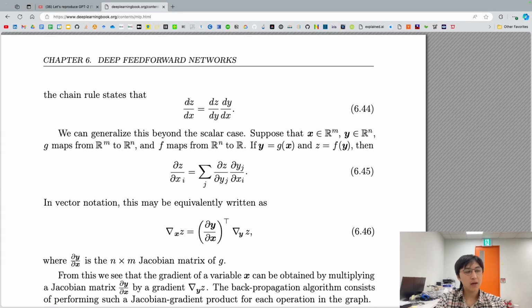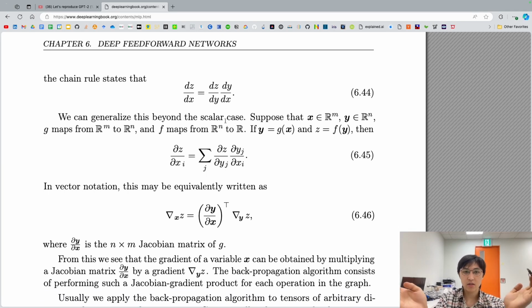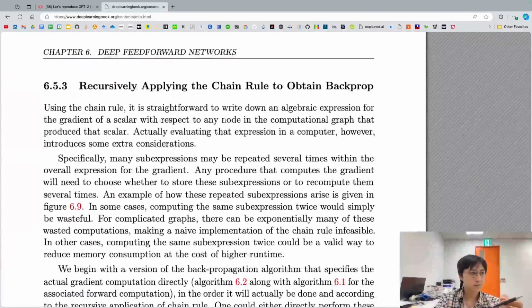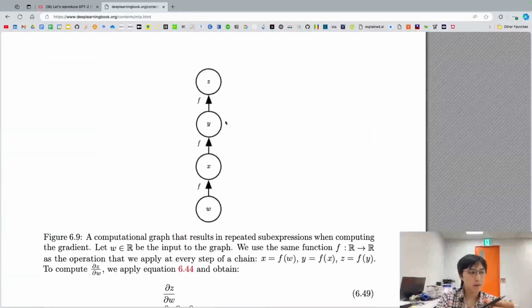If we want to find the gradient of z given the x value, we find the gradient between them. If we have y, we find the derivative of z with respect to y, and then the derivative of y with respect to x. That is simply what the chain rule stands for. Assume we have this kind of network: we have weights, we apply a function and receive x, then we apply a function and receive y, and we apply another function and receive z.